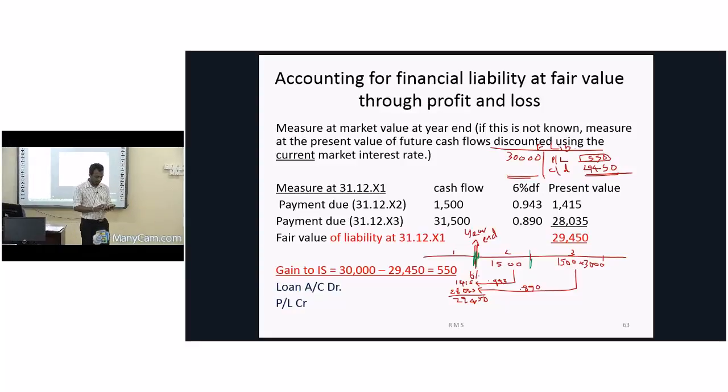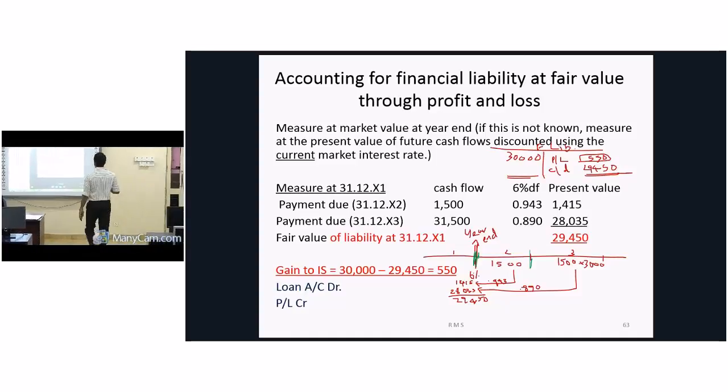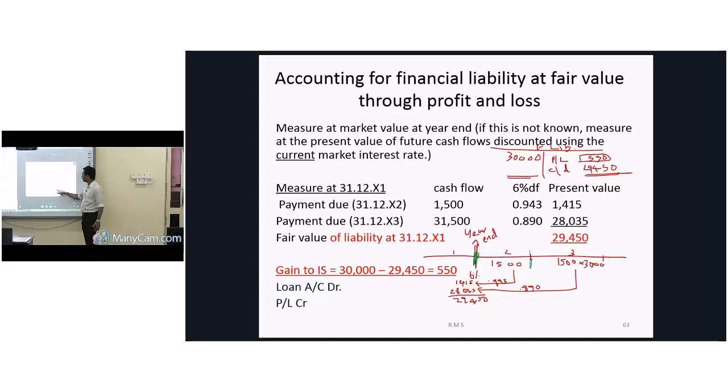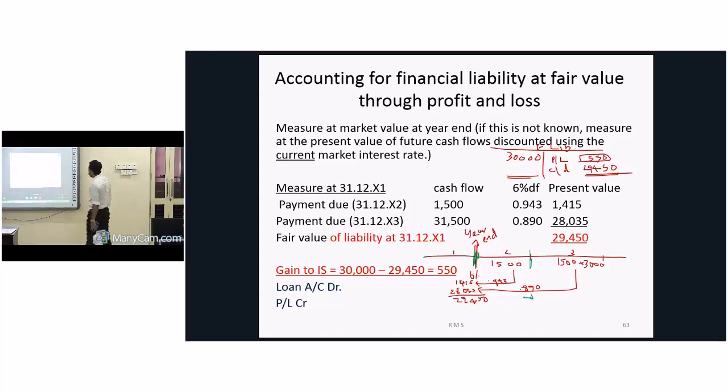Then 1 divided by 1.06. The first year discounting factor is 0.943. Look, 0.943 here. Then the second year discounting factor is 0.889. I took it as 0.890. Understand? Take the present value of that too. Then the value will be, look, the same thing I have taken here, 29,450. Look, I have remeasured this loan to fair value.